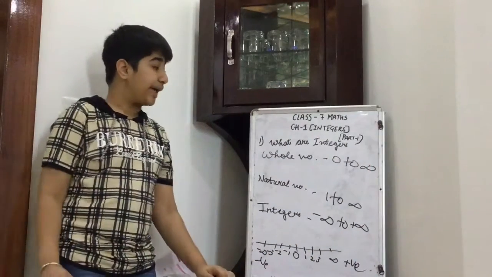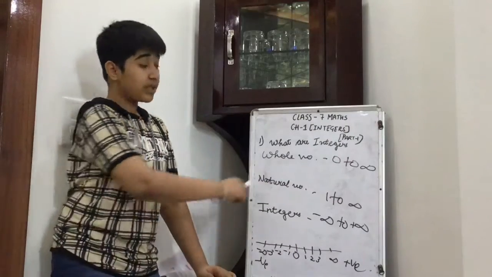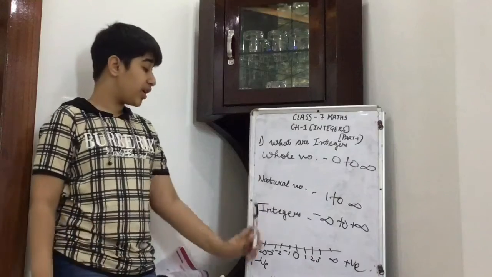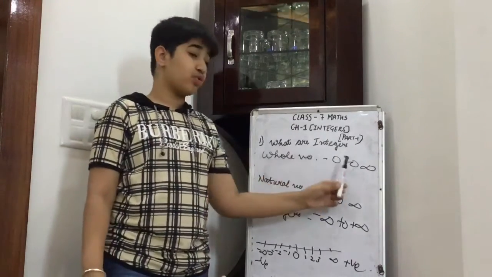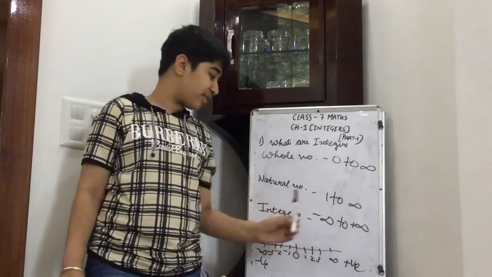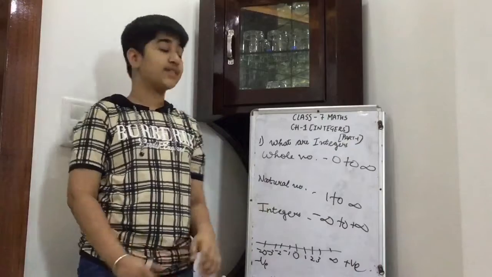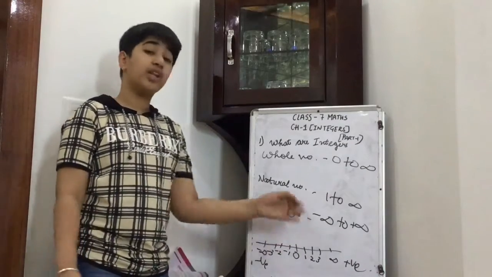Whenever we do the topic integers, the question comes in our mind, what are integers? There are three types of number system: the whole numbers, natural numbers, and the integers. The whole numbers contain 0 to infinity, natural numbers 1 to infinity, and integers minus infinity to plus infinity. So, integers are the only kind of number which are both in the negative form and the positive form.